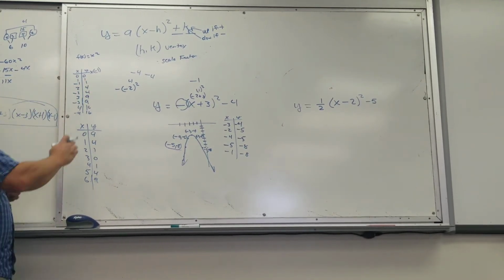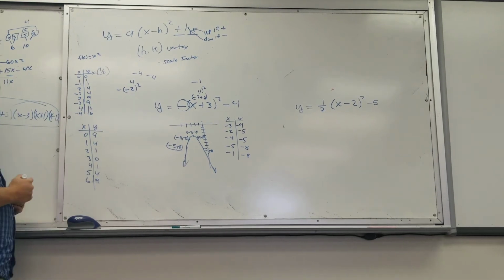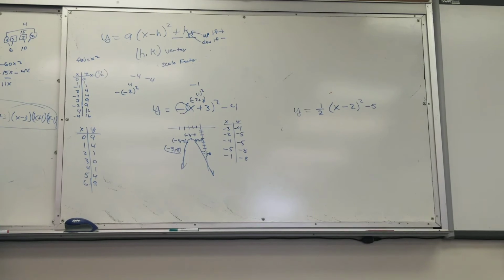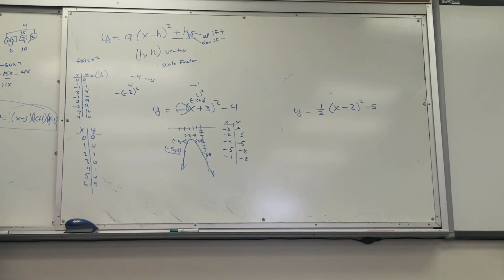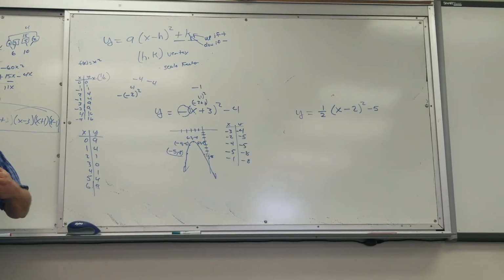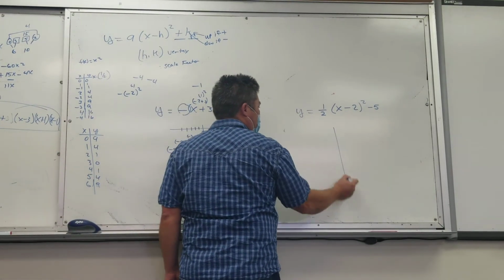And I would times them by not -1, but 1/2. And I would go from the vertex that is shifted from there. Hopefully that helps you think through what you should be doing on your graph. Okay, let's see if you graphed what I graphed.